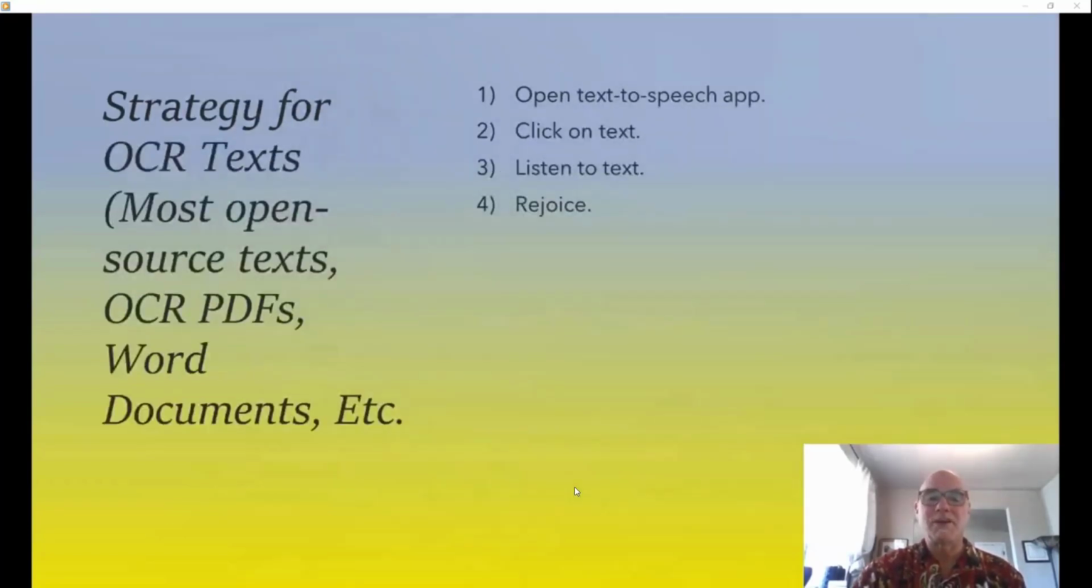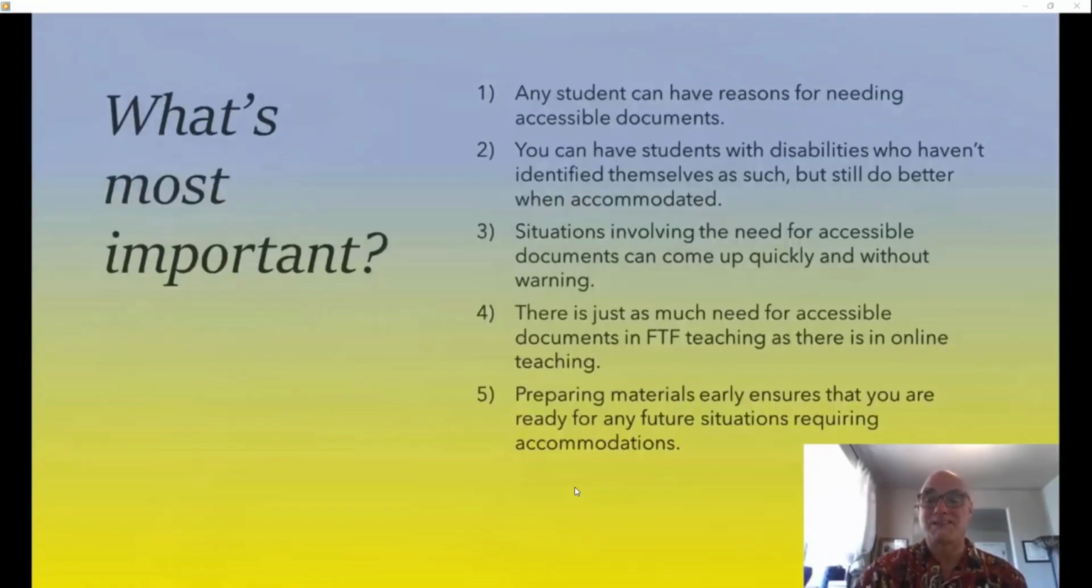What do we do when we have an OCR text? Like most open source textbooks or PDFs that are OCR or Word documents, you open the text-to-speech app, you click on the text, you listen to the text, and you are happy. And you can do this directly through Canvas. Canvas has an option to just click and listen to the text. So this is why it's so important to have them be accessible for text-to-speech applications.